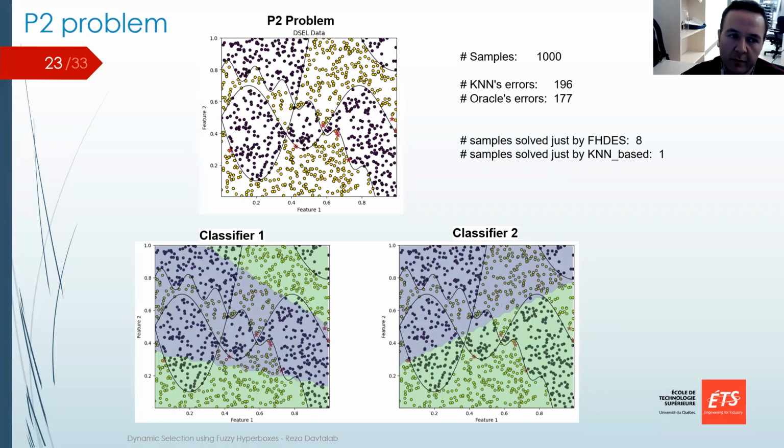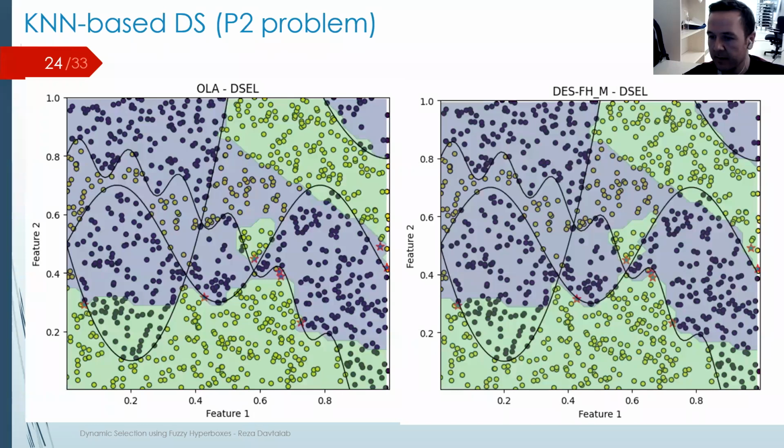And so we will have 29 errors that we think are because of KNN weakness in this example, because Oracle could solve 177, and the rest, I mean the 29 samples, are where KNN has more errors in this example. We guess that these 29 samples are because of the KNN weakness. In this example, we can solve 8 of these 29 errors by fuzzy hyperboxes, and it's a good result for us, as you can see in this example.